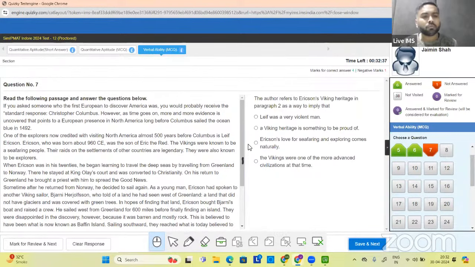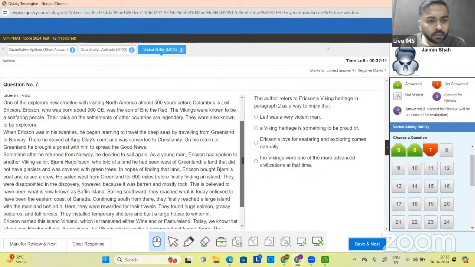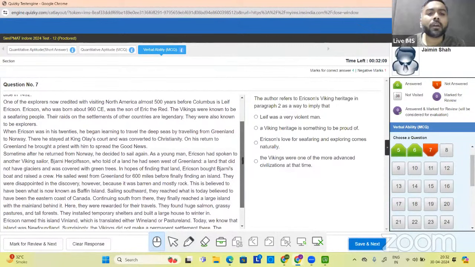If you ask someone who was the first European to discover America, you would probably get the standard response: Christopher Columbus. However, as time goes on, the Vikings reached North America almost 500 years before Columbus. The Vikings are known as raiders and settlers, and also as explorers. When Ericsson was in his 20s, he began learning to travel the deep sea by traveling from Greenland to Norway, and on his return to Greenland, he bought his first ship.